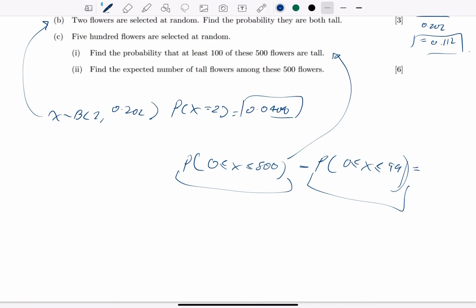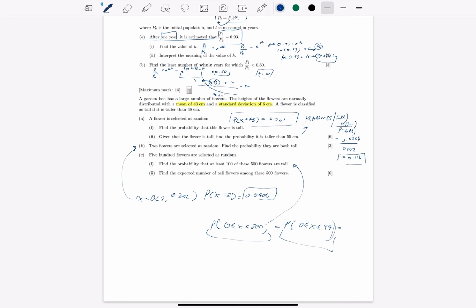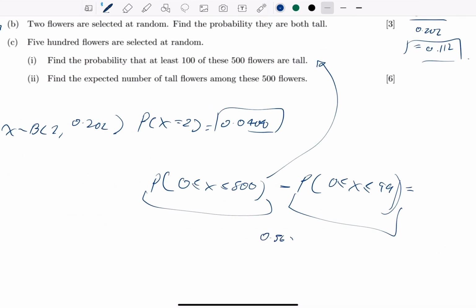And under the CDF option, you're going to do that. So your upper bound in this first one is 500. Your mean is 43. Your standard deviation is 6. Paste, and then you're going to do that again. Subtract, except your upper bound is now 99 for the second subtraction. And the answer I got was 0.562.